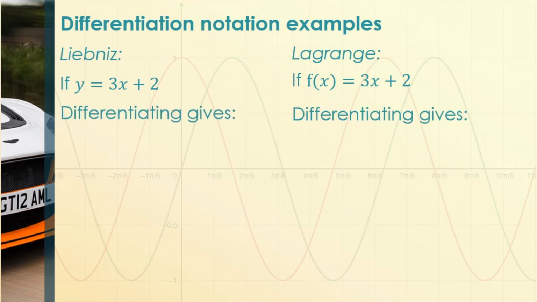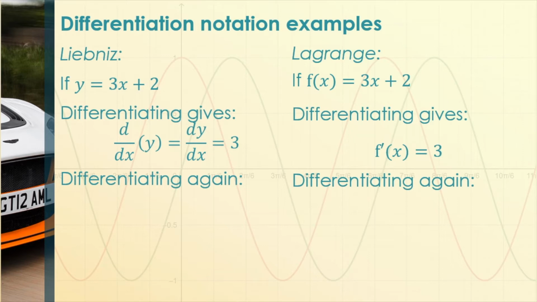Now when we differentiate, this is how we write it. The Leibniz notation, we will have d by dx of y, which gives us dy by dx is equal to 3. For the Lagrange, it's simply f dash of x is equal to 3. We will come on to how we find these values later.